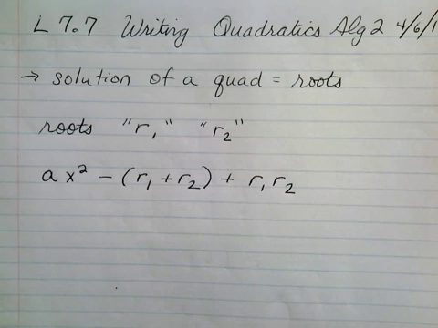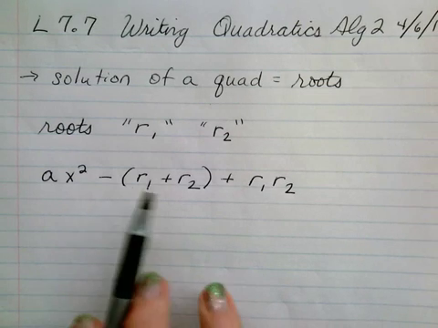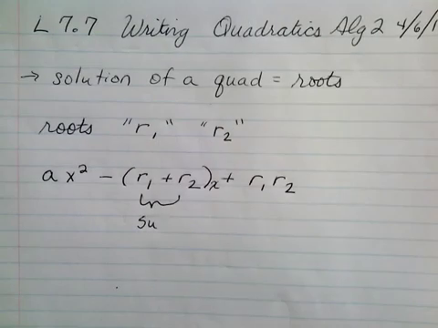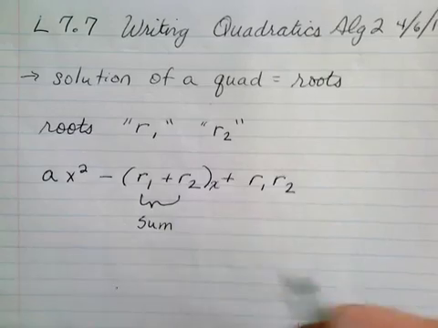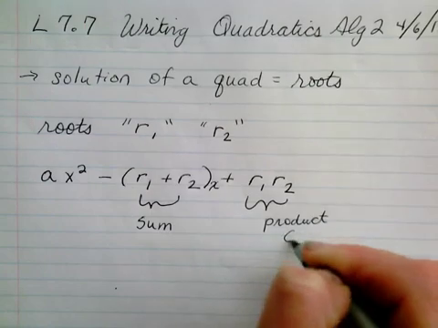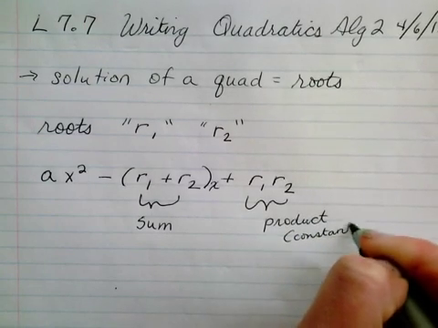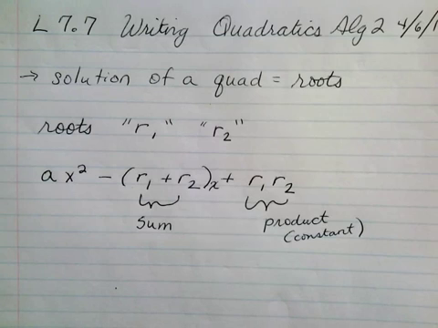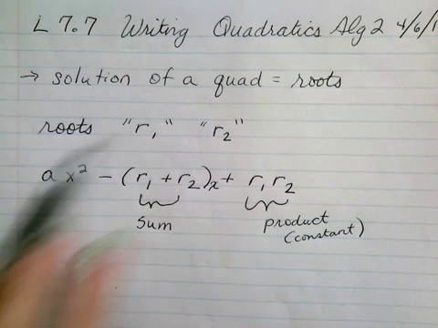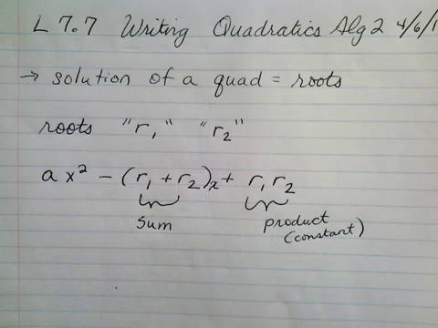If you know the roots, then by plugging in the sum of the roots here as the coefficient of x and the product of the roots here, and that will become a constant, just a number, you can start the process of creating the quadratic. So if I give you the roots and ask you to create the quadratic, this little piece of information is going to help you create the quadratic in question. Let's look at example 1.